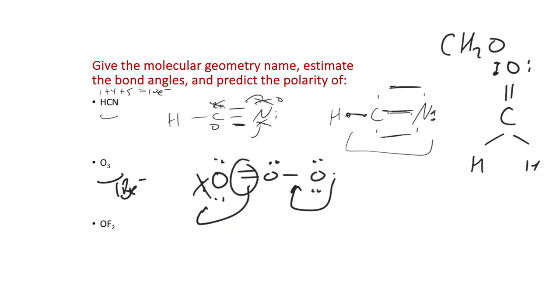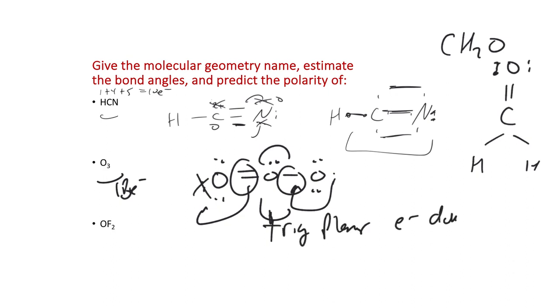So for O3, I have 1, 2, 3 domains. Now, it's not really a double and a single, right? It's really the resonance effect of a 1.5 bond here and a 1.5 bond here. But for chapter 9, it doesn't matter. It's just 3 total domains either way. So for O3, that's trigonal planar electron domain, and then it's going to be bent molecular geometry, because the electron pair has to force it into bent.